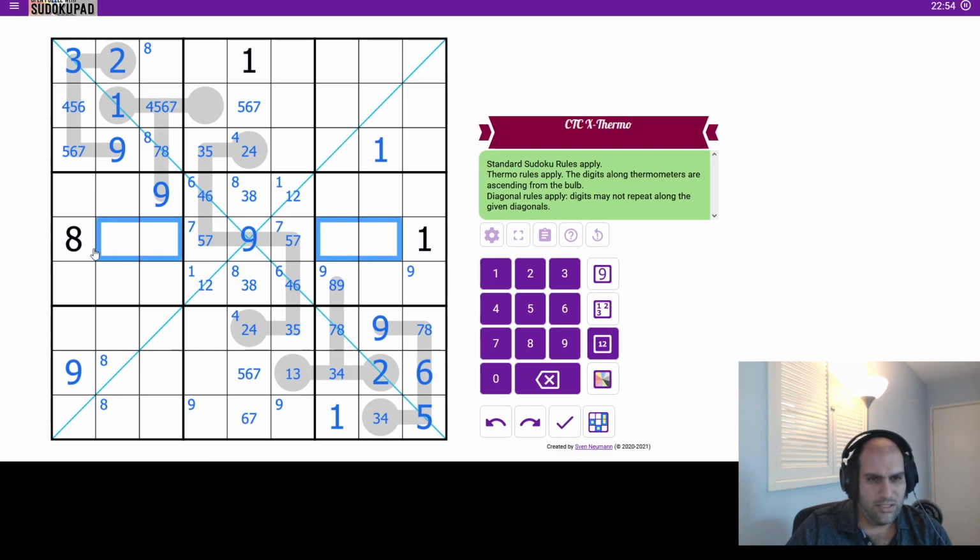Maybe I should think about this. 2 goes in one of these two squares. I have to place a 3, 4, 5 as well. 3, 4, 6. That's remarkably unhelpful. Oh, this one's not a 6. This is a 5, that puts 5 here.